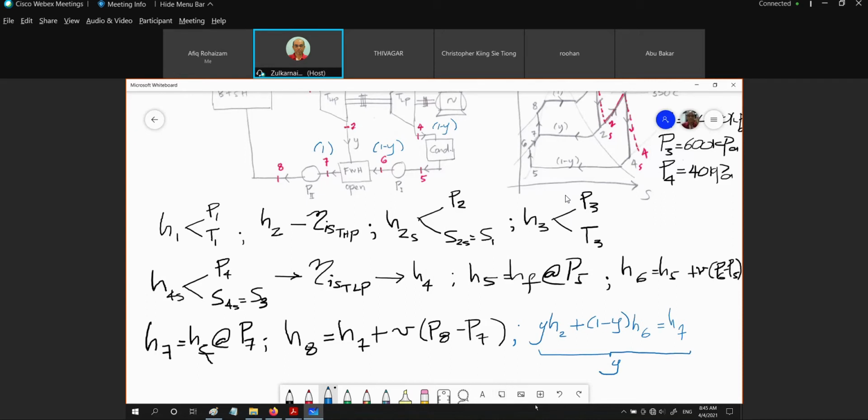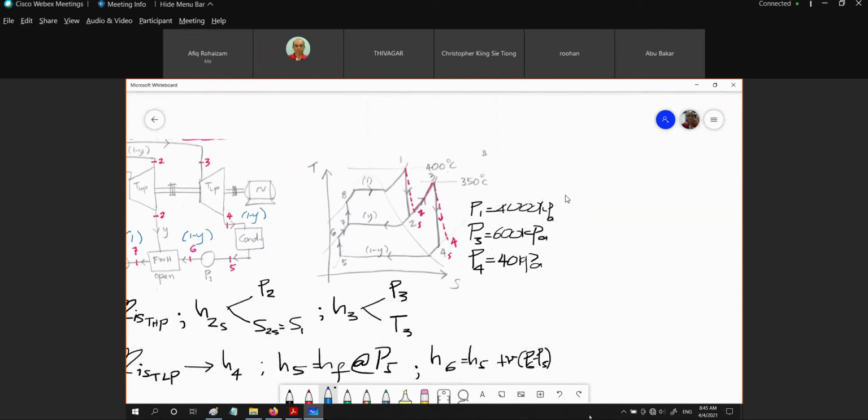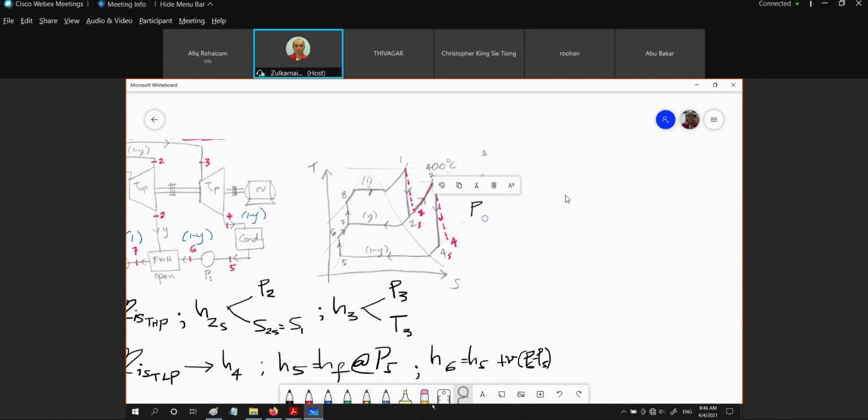Okay, so after getting all the enthalpies and also the Y value, then we can get the individual energy in terms of work and also in terms of the heat involved. So let us look at how to get the work and also the heat involved.